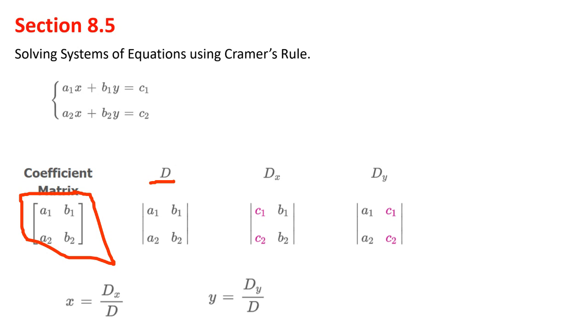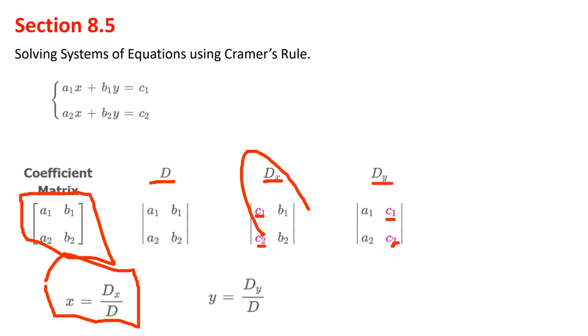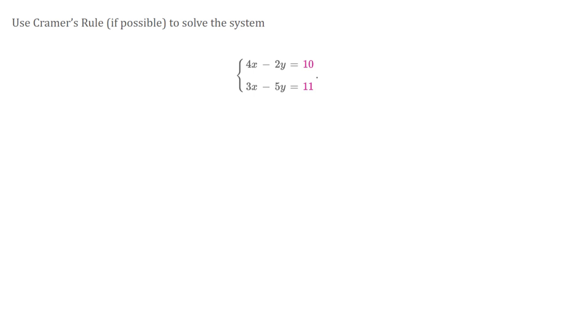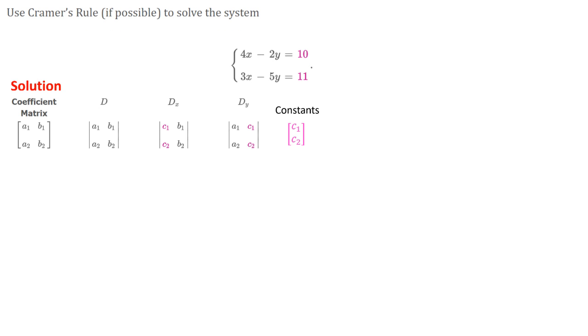Then we're going to create another matrix here, DX. And instead of A1 and A2, we're going to replace A1 and A2 by the constants, okay? And then for dy, we're going to replace the y's with the constants as well. So to get your solution, you're going to take dx divided by d. So it's going to be this determinant and then this determinant. So let me give you that example. So here's my system, and I want to solve using determinants.